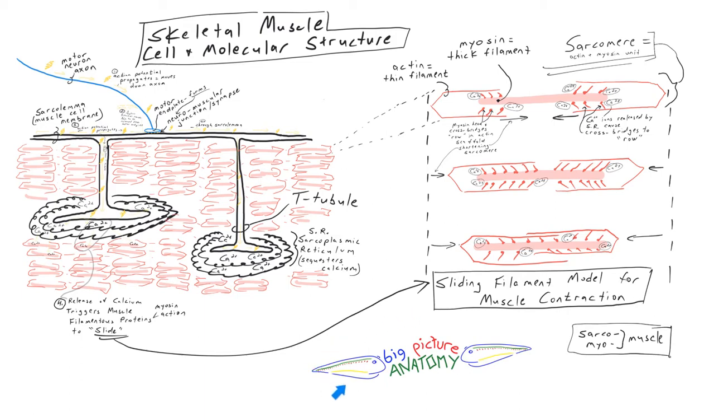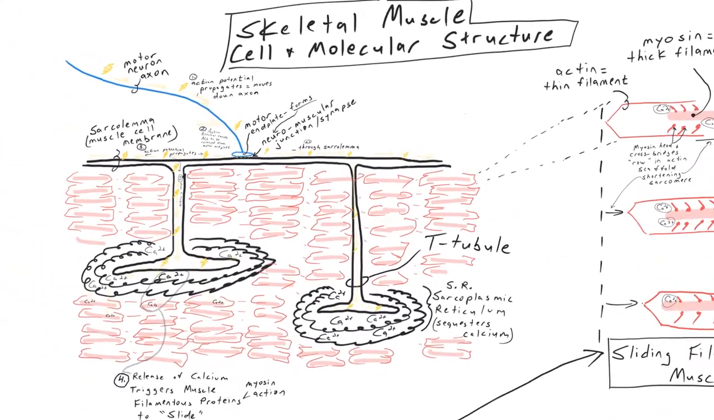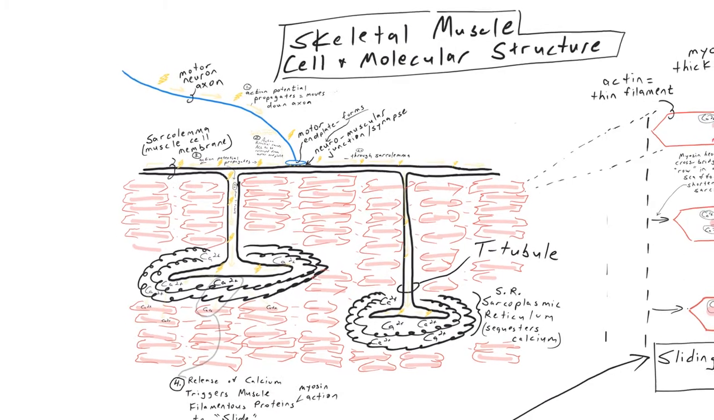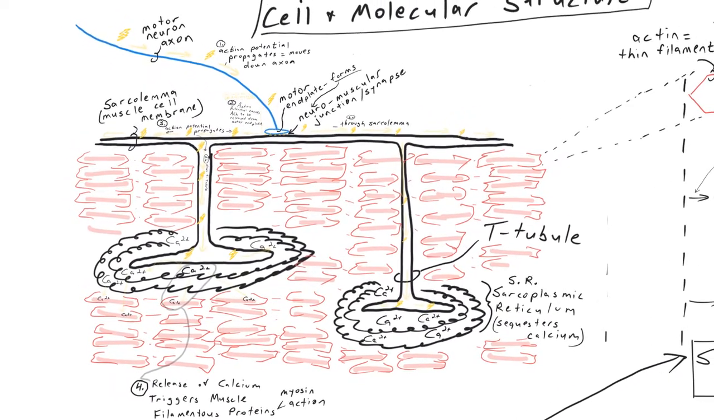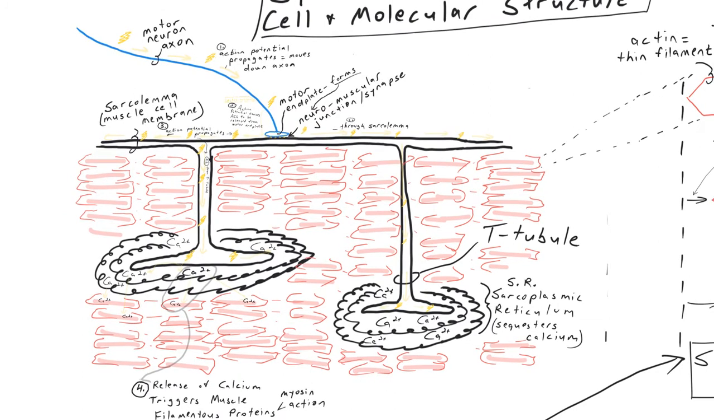Alright, this is Big Picture Anatomy with a look at the cellular and molecular structure of a skeletal muscle cell and how it is that the filamentous proteins inside the skeletal muscle lead to a muscle contraction. First, let's take a closer look at the structure of the muscle cell itself and how the contraction is initiated.